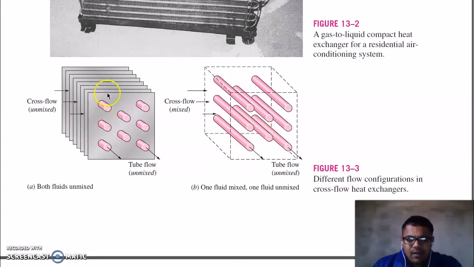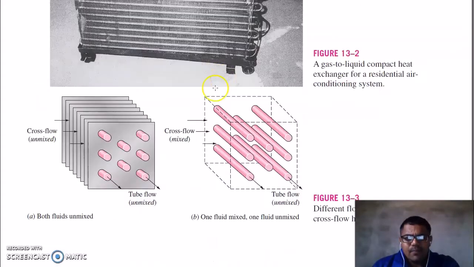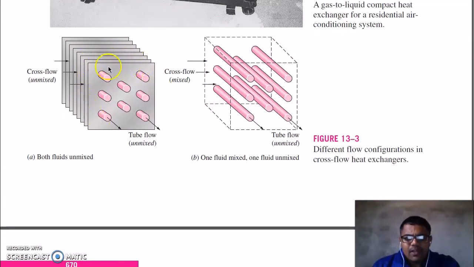In this case, parallel plates are attached so that the fluid won't mix. The cross flow is said to be unmixed since the plate fins force the fluid to flow through a particular interfin spacing and prevent it from moving in the transverse direction. So these plates prevent the fluid from flowing in the direction of this tube. The fluid flows only in the longitudinal direction.